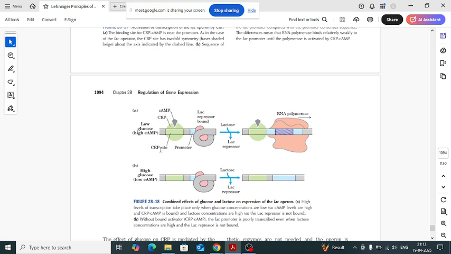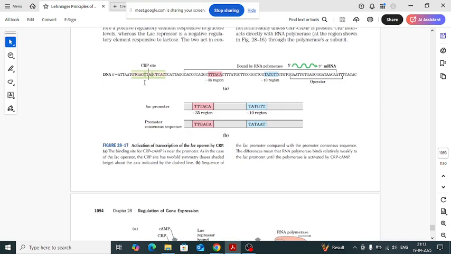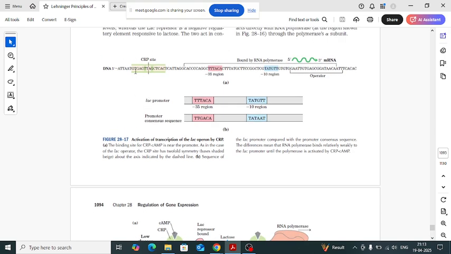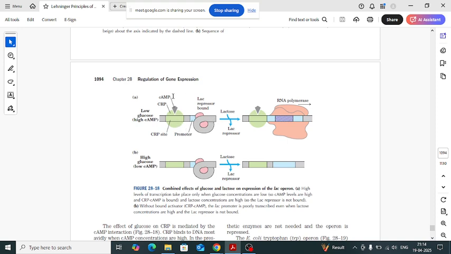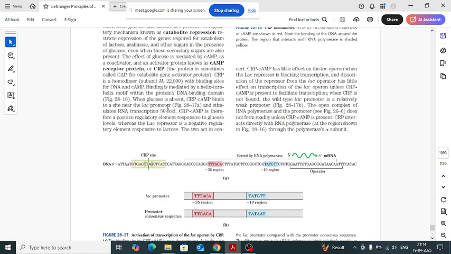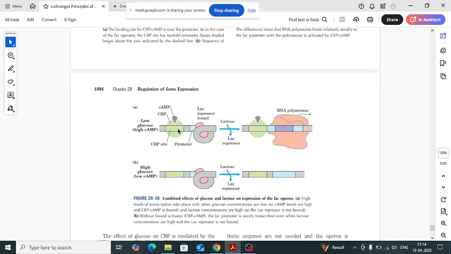Now in that case, the cyclic AMP will come and bind to the CRP, right? And CRP, as we saw in the lac operon, upstream of the promoter, the region is the CRP site. That is the binding site for CRP, where CRP binds, in the upstream of the promoter. So when there is low glucose, the cyclic AMP level will be high, then cyclic AMP will associate with the cyclic AMP receptor protein, right? It will interact with the CRP.